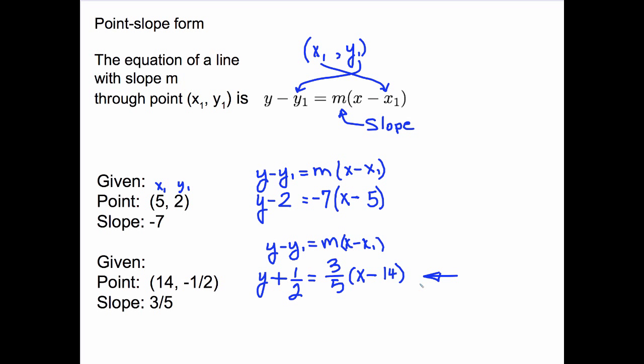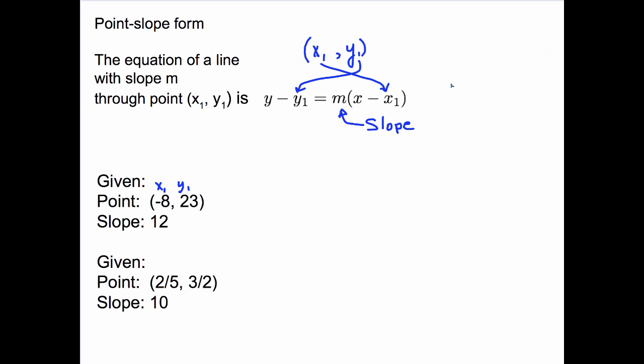Now I'm going to give you two to try, and I'd like you to work those out. Please stop the video, copy the two problems that I'm going to show you to your journal, work out the solutions, and then restart the video to check your answers. And here are the two problems. First, the point is (-8, 23), the slope is 12. And here's the second problem. The point is (2/5, 3/2), and the slope is 10. Now stop the video, copy these to your journal, work them out, and restart the video when you're ready to see the answer.